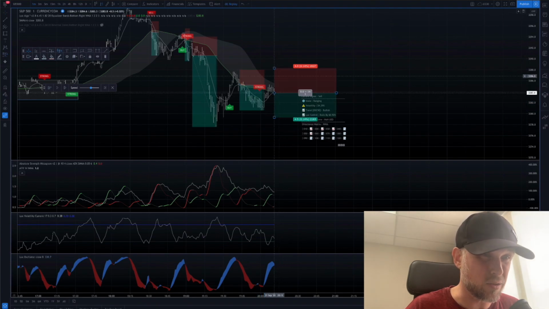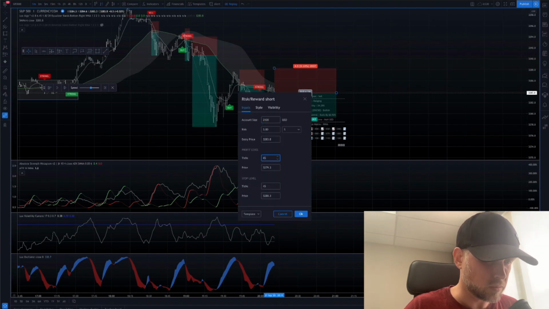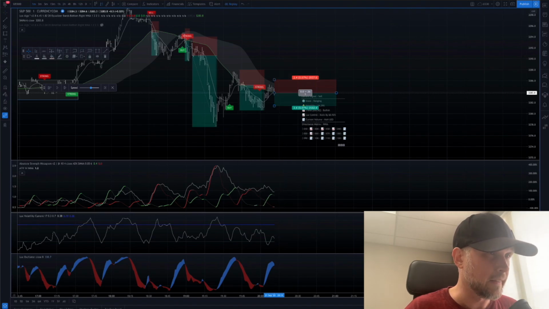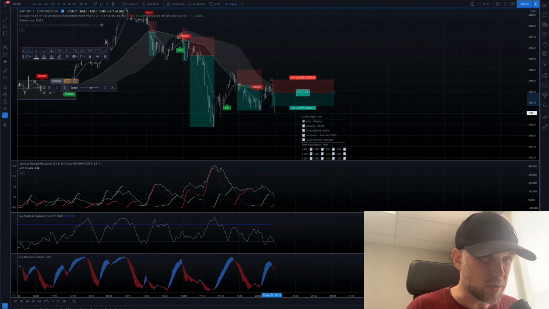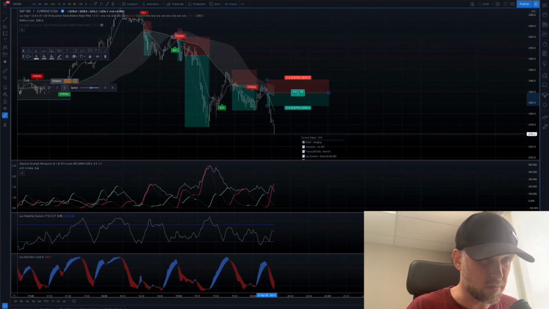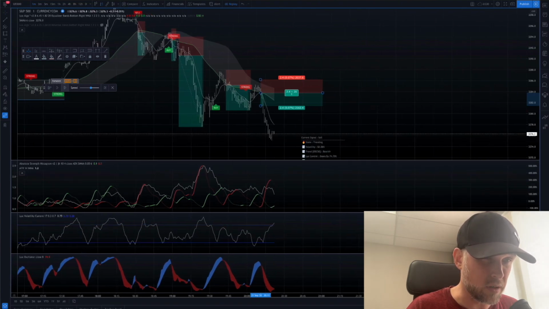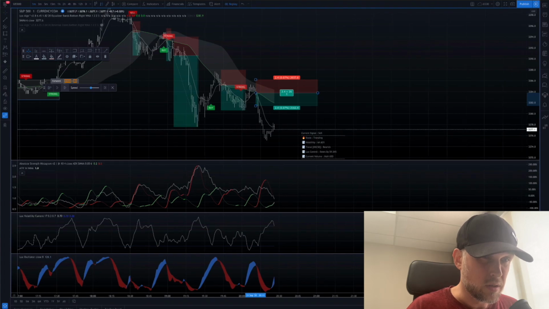Rules indicate that this is what we need to do. 1.2. This would be 2.4 ticks. And here we go. Let's see what happens. Well, we take profit on the first one, and the second one is definitely going to be healthy. Okay, so there we go.